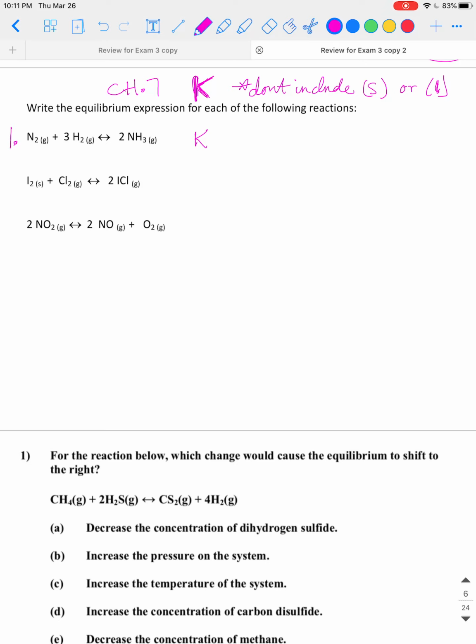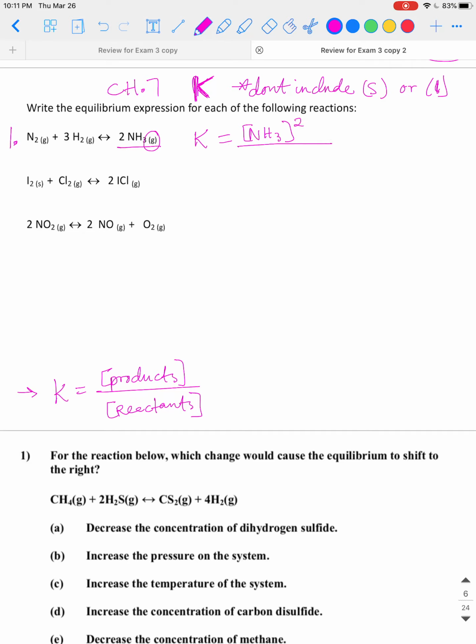Remember that K, I'll actually go down here to the bottom. Generically, K is the concentration of products divided by the concentration of reactants. And you raise them to the power of their coefficients. Okay? So for the first problem, we'll go back up here. Here's our product. It is a gas, so we include it. So it would be the concentration of NH3. Raise it to the power of its coefficient, which is 2.